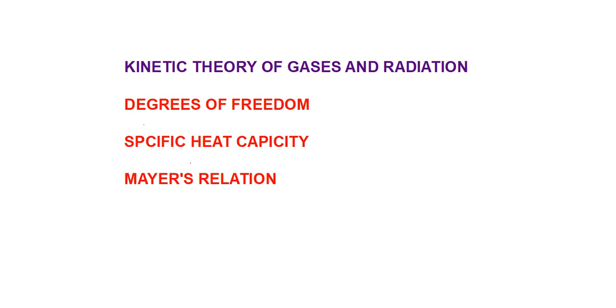You know that molecules of gases are always in a state of random motion. They are constantly moving in all possible directions with all possible velocities. Motion of these molecules can be translational, rotational or vibrational, or a combination of these. Degrees of freedom is the number of independent motions that a molecule possesses.